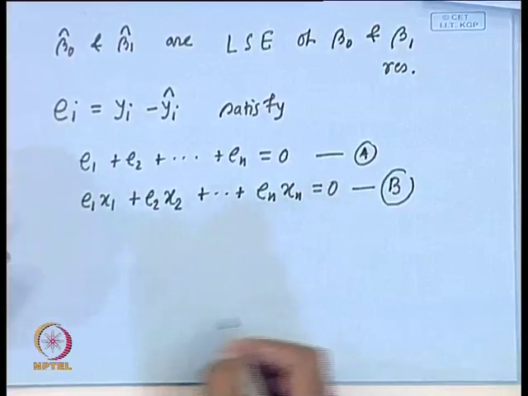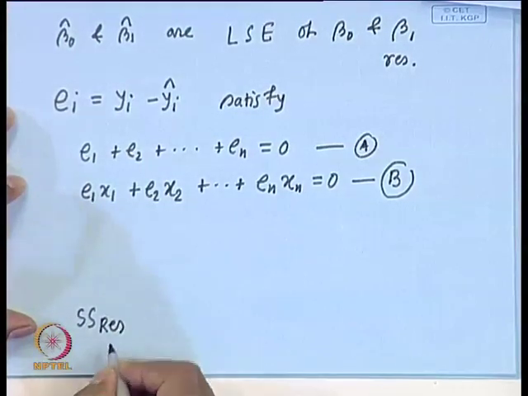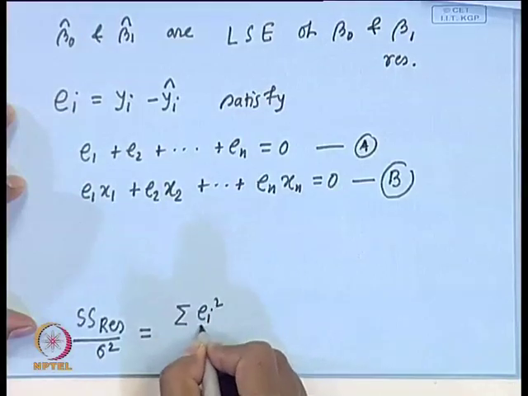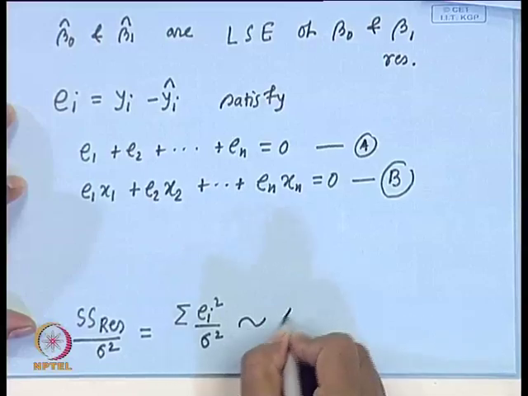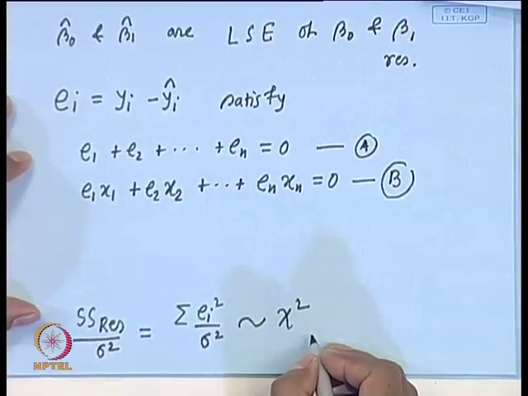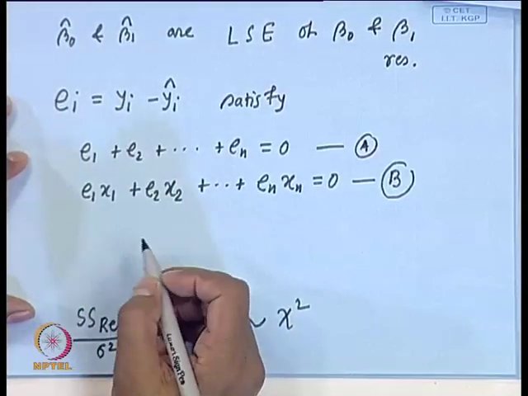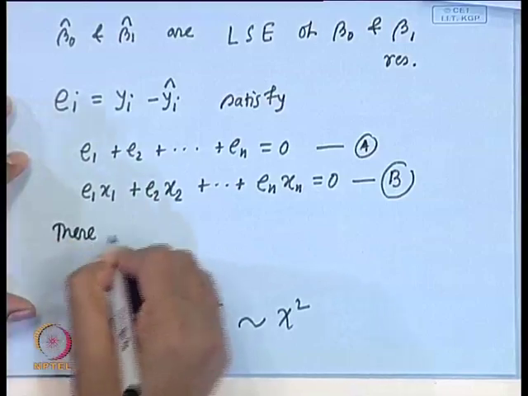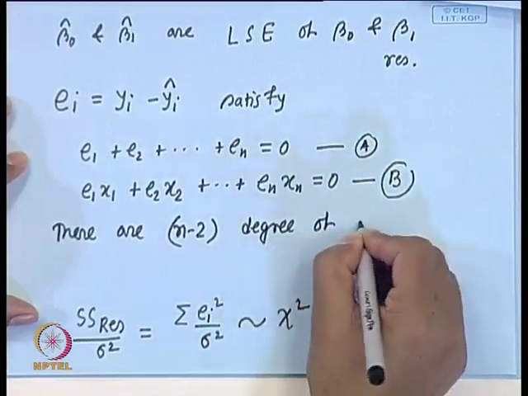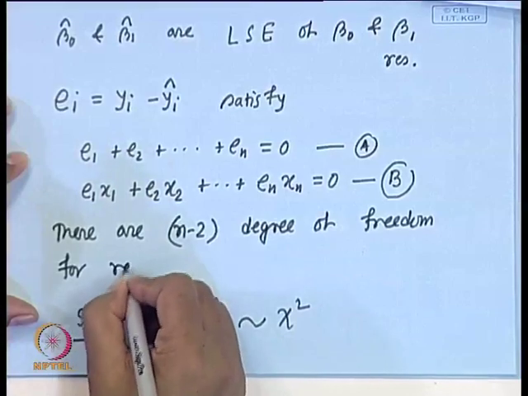So, what I want to prove here is that SS residual by sigma square, which is equal to summation EI square by sigma square, does not follow chi square n, it follows chi square with degree of freedom n minus 2, because there are n minus 2 degrees of freedom for the residuals.